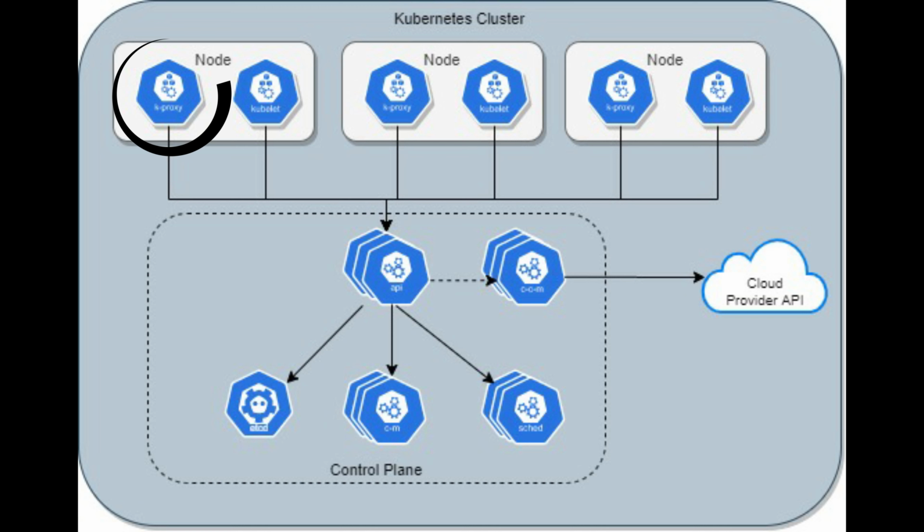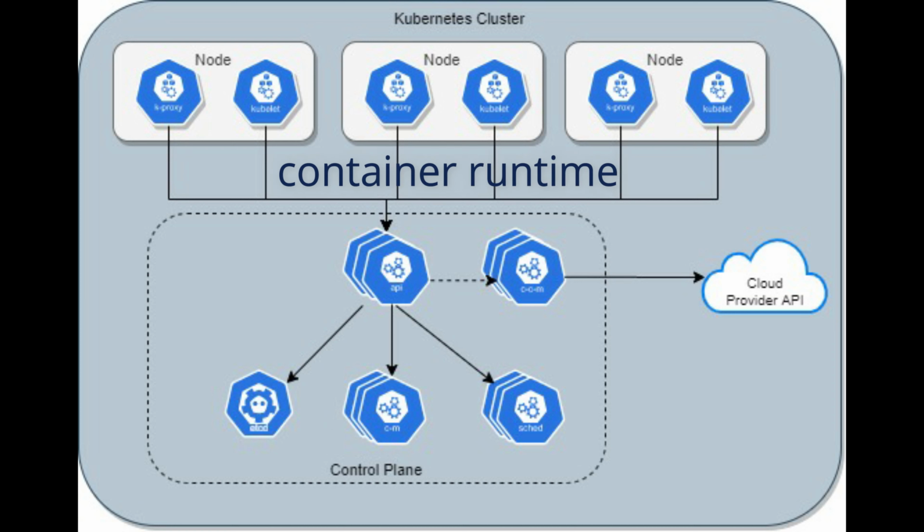A kube proxy is the next component. The kube proxy is a network proxy that runs on each node in your cluster, implementing part of the Kubernetes service concept. The kube proxy maintains the network rules on the node. These network rules allow network communication to your pods from network sessions inside or outside of your cluster. It also uses the operating system packet filtering layer if there is one and if it's available. Otherwise, the kube proxy forwards the traffic itself.